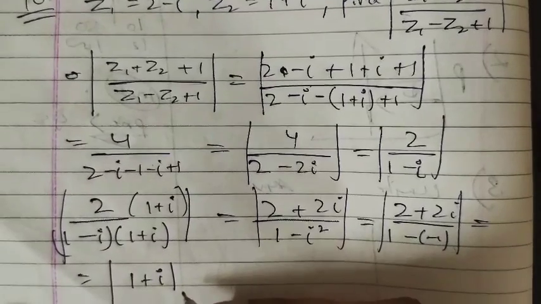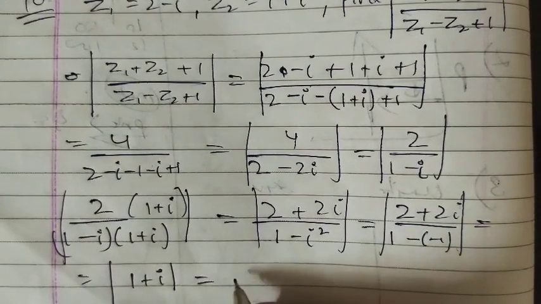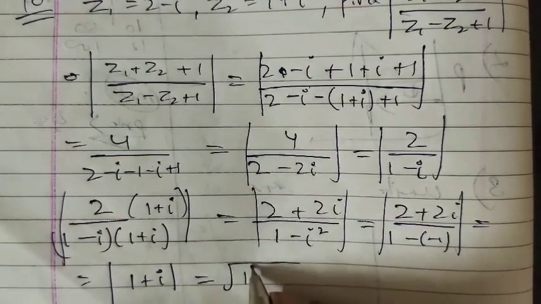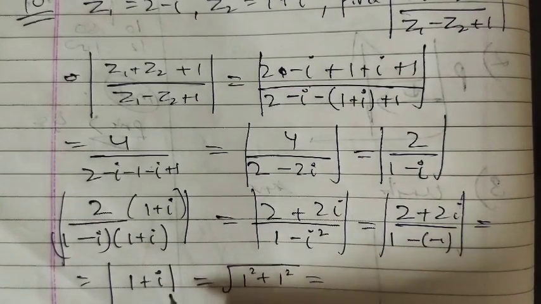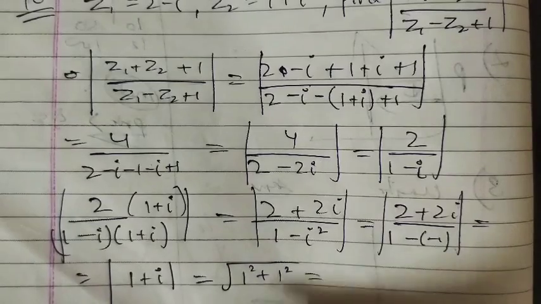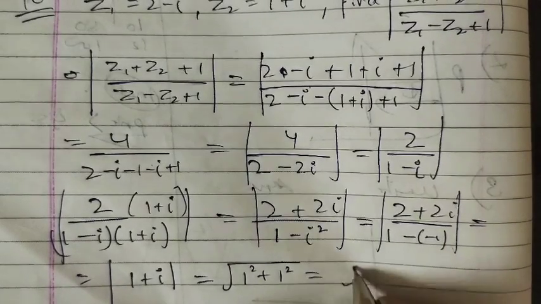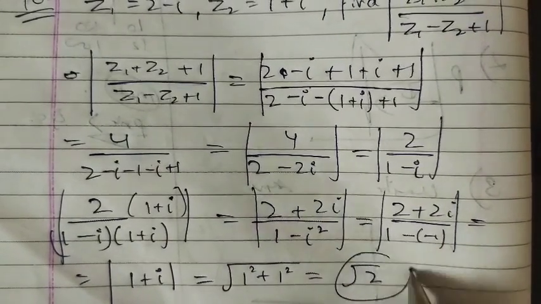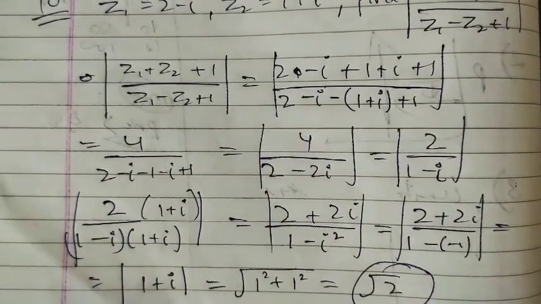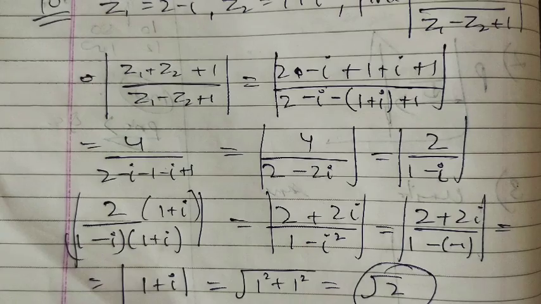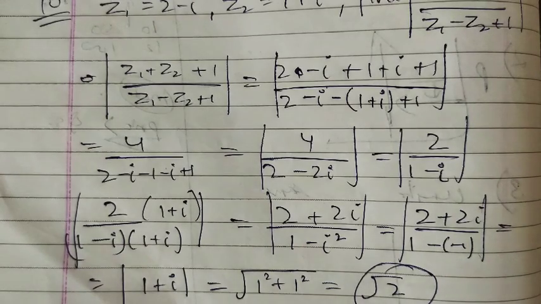Modulus of it. So modulus of 1 plus iota can be written as the square root of 1 square plus 1 square, right? The modulus of a plus iota b is the square root of a square plus b square, which is root 2. So the answer will be root 2. So the answer of this question is root 2. So this is how we did question number 10, right?